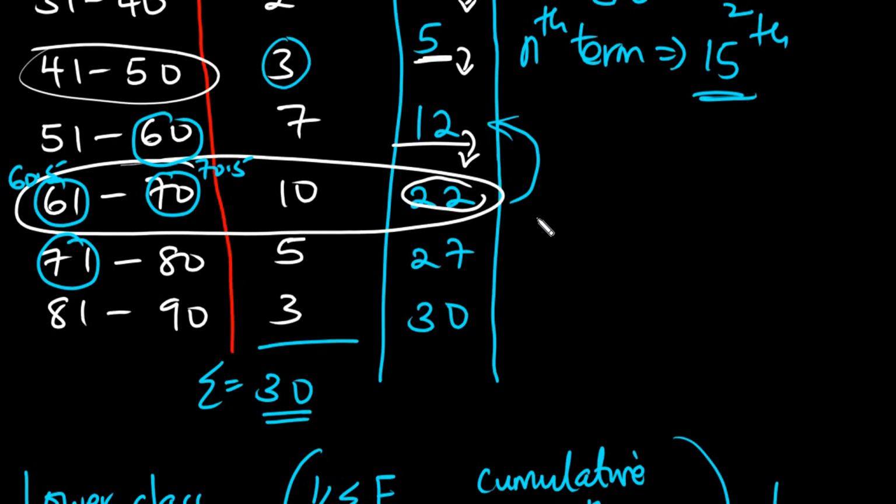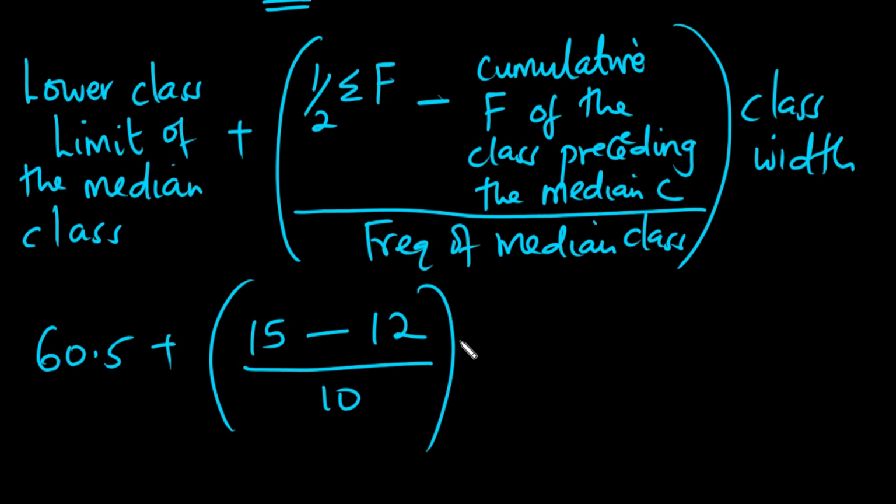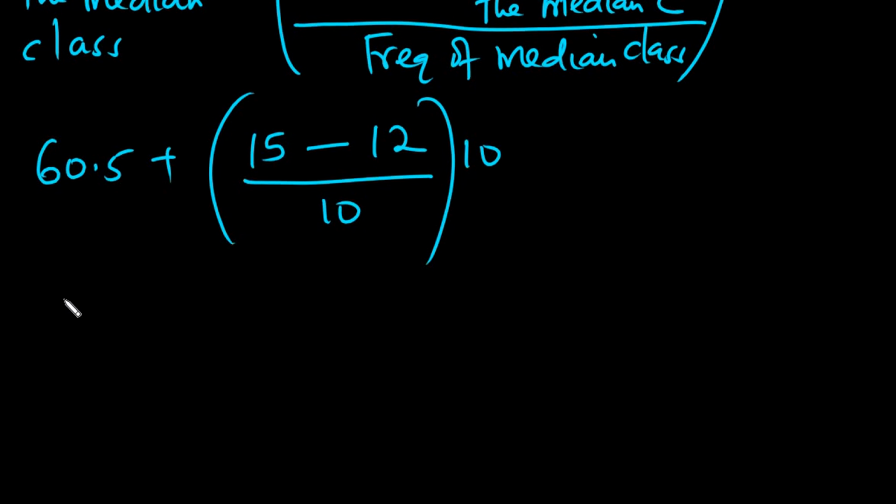The upper class limit and the lower class limit. So the difference is 70.5, which is the upper class limit, minus 60.5, which is the lower class limit, and this is going to be 10. So this class has a width or a size of 10, and that is the formula. So we can simplify this. 15 minus 12 is 3. Or rather, this 10 and this 10 can cancel out, and we shall be left with 3.